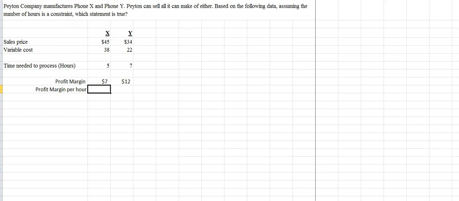Profit margin per hour for this one would simply be taking $7 and dividing it by 5, right? And in that case, you have a profit margin per hour of $1.40. In this case, if you divide 12 by 7, you have a profit margin of $1.71. So still, product Y would be your choice. But this is the right way to proceed, right?